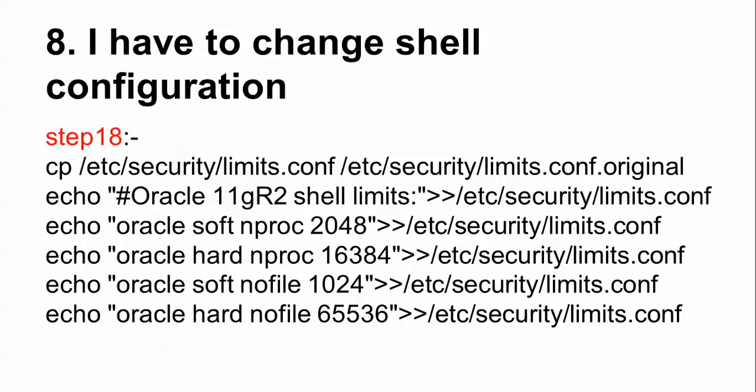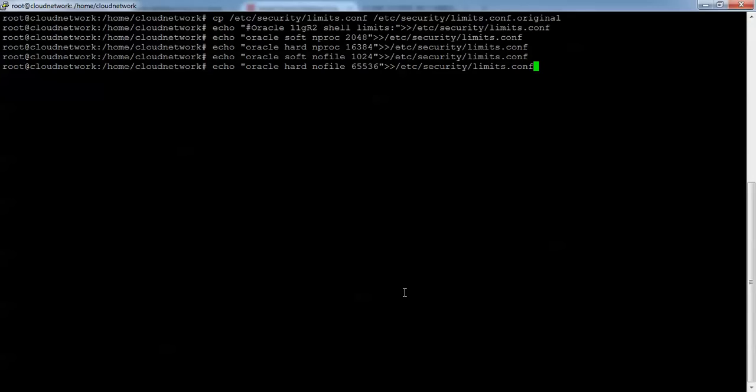Now we need to change the shell configuration. So this one is a shell configuration. I have taken the backup of this limits.conf. In that one I am pasting a duplicate copy of that shell script command, because if something goes wrong, we can have a backup of this one.